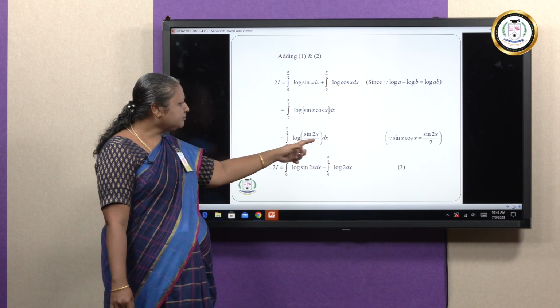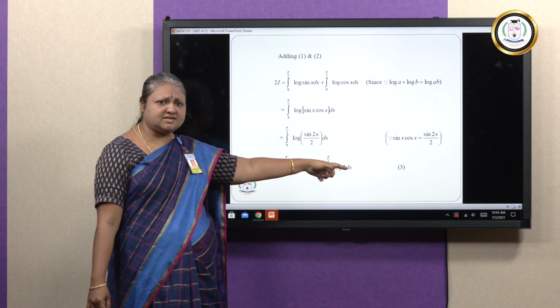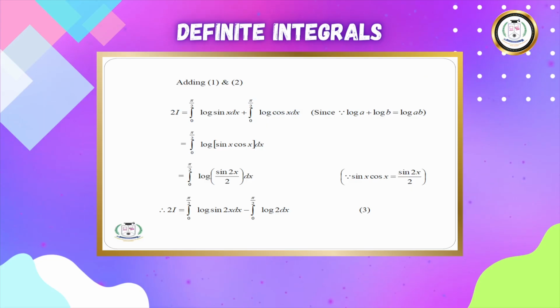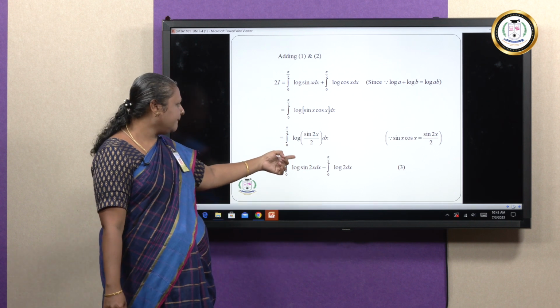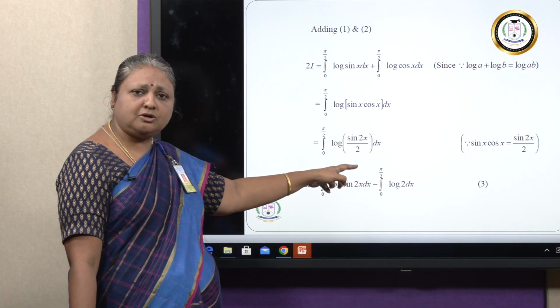So now you all know sin x into cos x is nothing but sin 2x by 2, because 2 sin x cos x is sin 2x. So let us put it here. So you get log sin 2x by 2 dx.